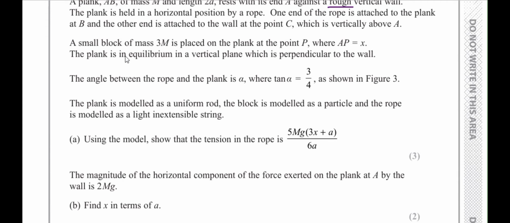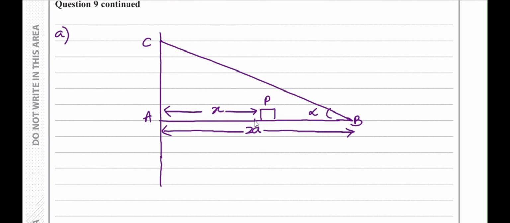A small block of mass 3m is placed on the plank at the point P, where AP equals x. The plank is in equilibrium in a vertical plane which is perpendicular to the wall. The angle between the rope and the plank is alpha, where tan alpha equals 3 over 4, as shown in the figure. The plank is modeled as a uniform rod, the block as a particle, and the rope as a light inextensible string. Using the model, show that the tension in the rope is 5mg(3x plus a) over 6a. 3 marks. I have captured the diagram in the question here.